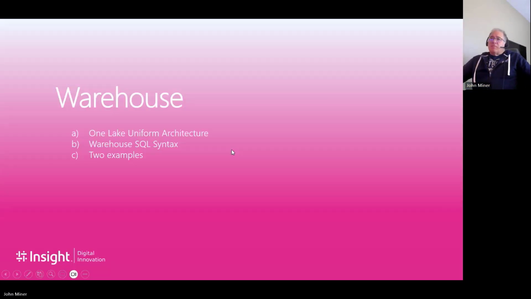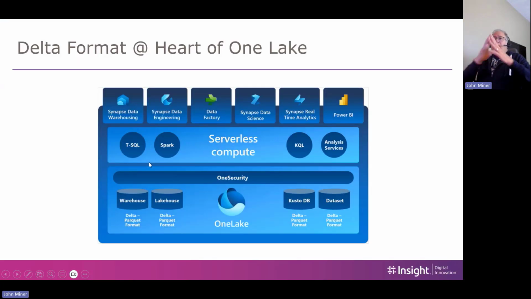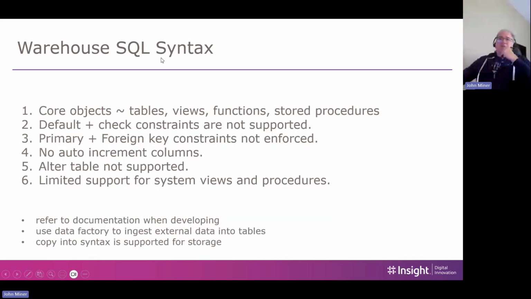Awesome. So OneLake, uniform architecture, warehouse syntax, and 2 examples, and we'll wrap up, okay? So we talked about, when you're in Synapse, in the warehouse, you're going to use T-SQL. But underneath that table is really a Delta table, right? It's a Delta Parquet format. Spark, same thing. Analysis Services for Power BI, it's still Delta Parquet. They've redesigned everything to use Parquet. It's awesome.